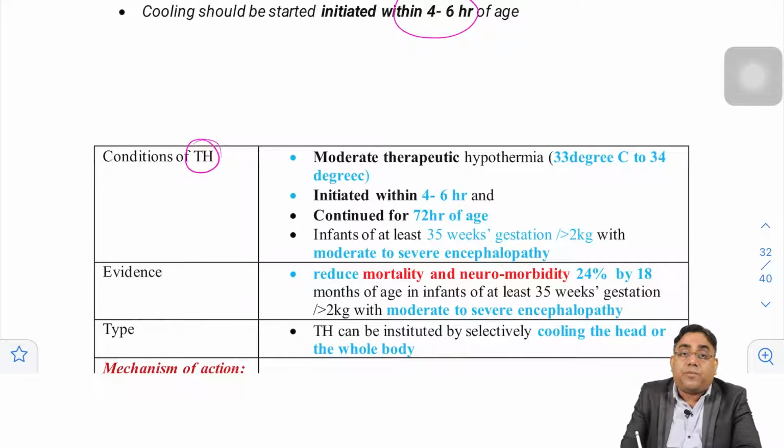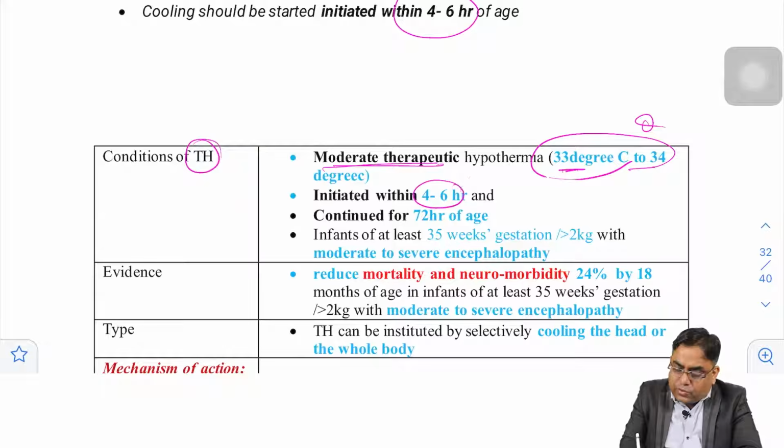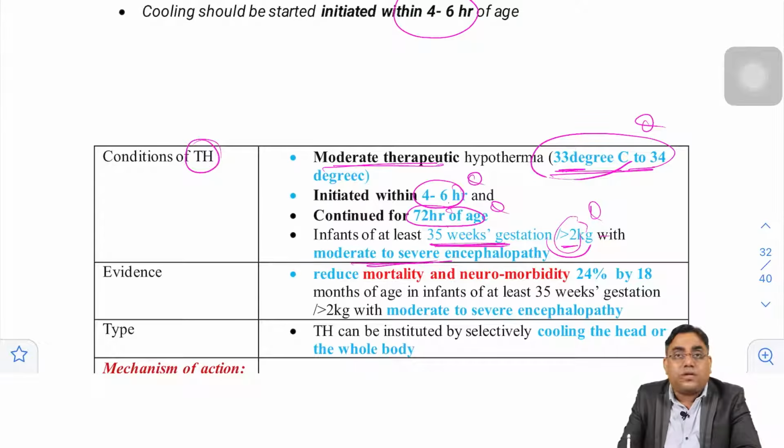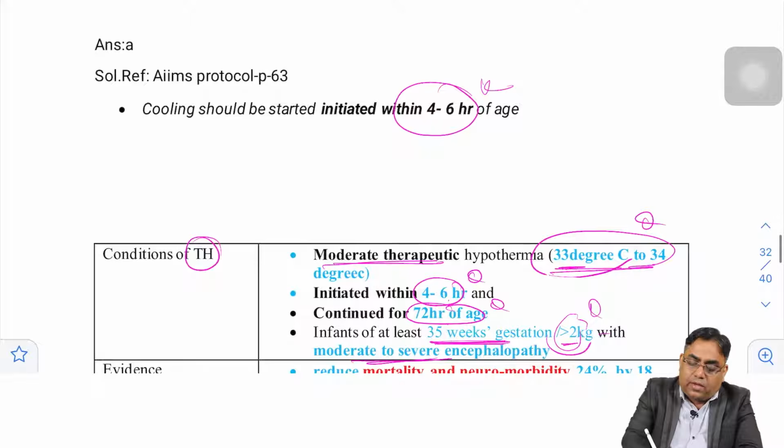So, conditions of therapeutic hypothermia. Therapeutic hypothermia is a common topic and many questions are asked in INI-CET and NEET-SS also. So, here the indications are moderate therapeutic hypothermia, that degree is 33 to 34. This was asked in a question. It is initiated within 4 to 6 hours, continued for 72 hours, in infants of at least 35 weeks of gestation, that is more than 2 kg, with moderate to severe encephalopathy. Okay, and the temperature is 33 to 34 degrees. So, from here the answer will be A.